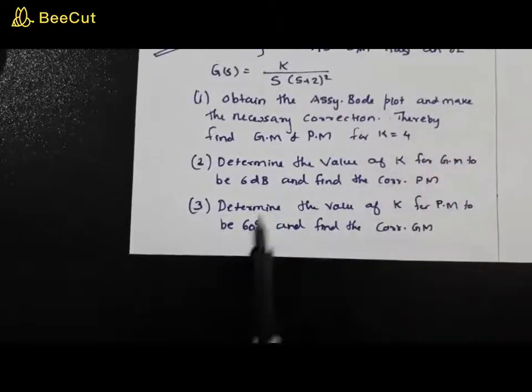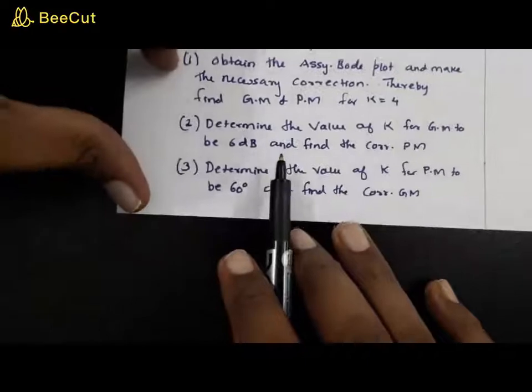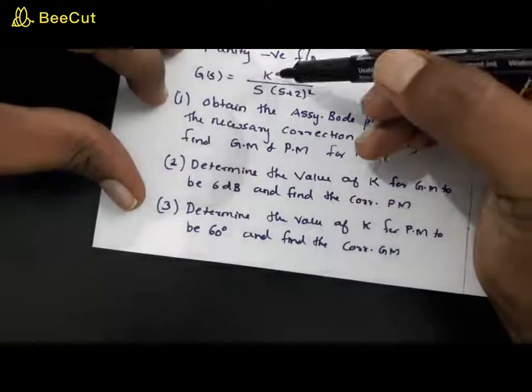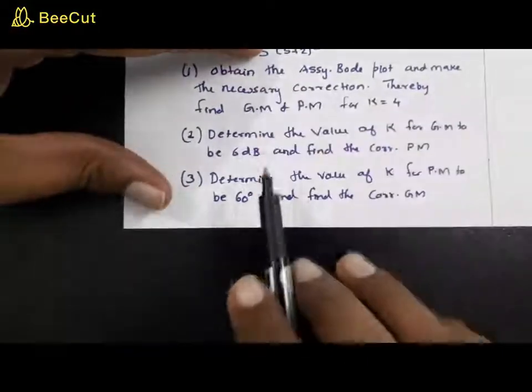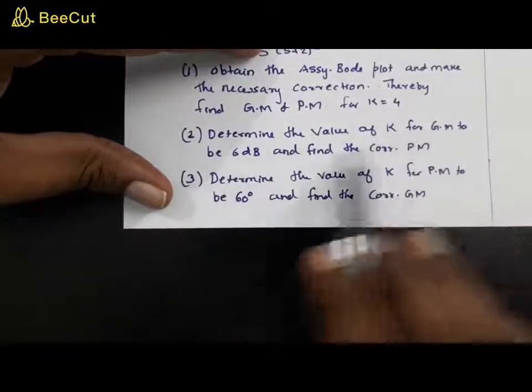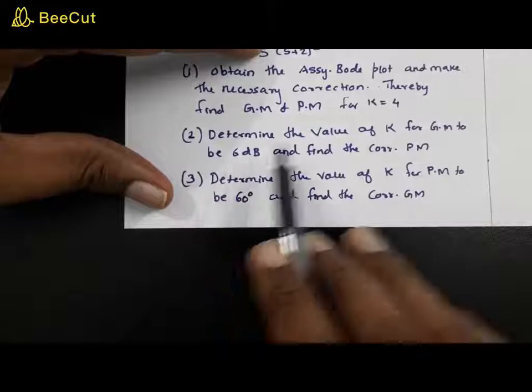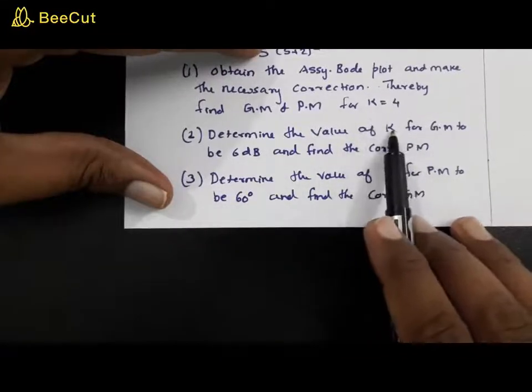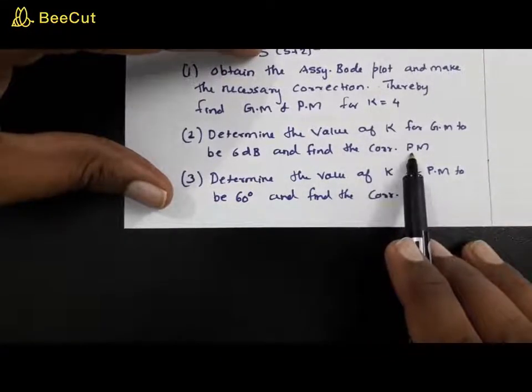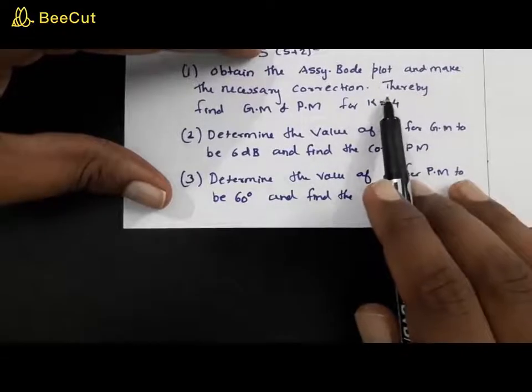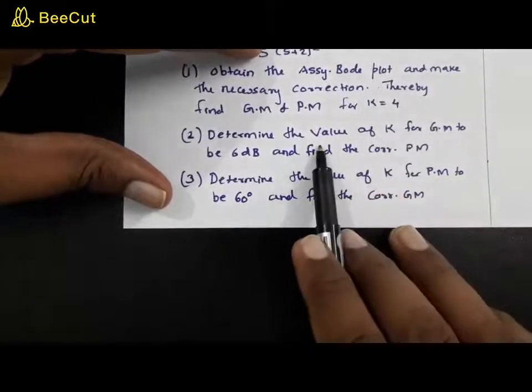And the second question is to determine, in the second part, you are asked to find out the value of k for the gain margin to be 6 dB, and thereby find out the PM. So in the first question it was k is equal to 4. This is going to be some other k.